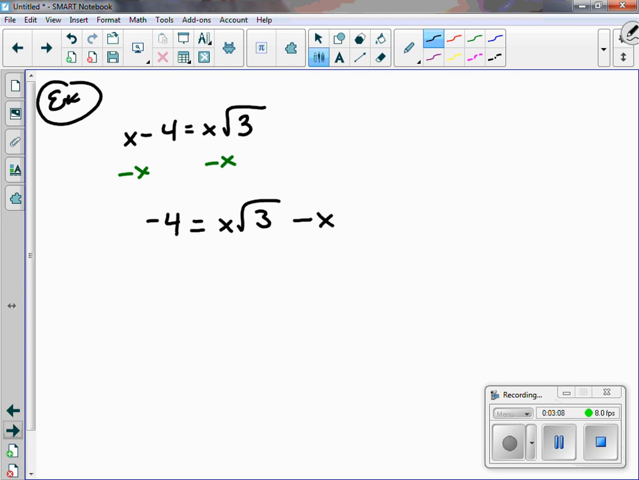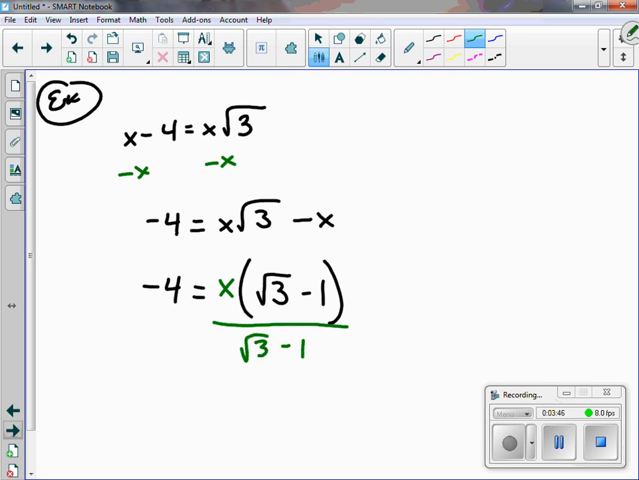Now, this is a situation where the x's on the right-hand side are in both terms. I can factor that out. X is my GCF. So if I factor that x out, I've got the x now alone in terms of that it's being multiplied by that square root 3 minus 1. And I know here that I've got a single x where I started with two x's. I'm going to go ahead and divide then by that square root 3 minus 1. So now we've got negative 4 divided by the square root 3 minus 1 equals x.